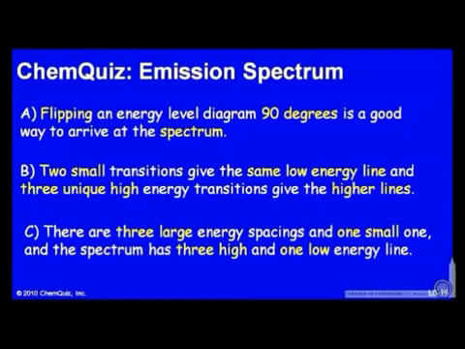Some possible explanations for each answer. A, when you flip an energy level diagram 90 degrees, that's a good way to arrive at what the spectrum looks like. Or B, 2 small transitions give the same low energy line, and 3 unique high energy transitions give the higher lines. Or C, there are 3 large energy spacings and 1 small one, and the spectrum has 3 high and 1 low energy line. Think about those 3 possible explanations and make another selection.